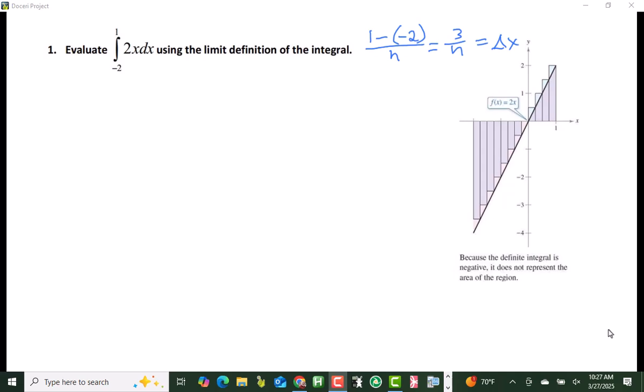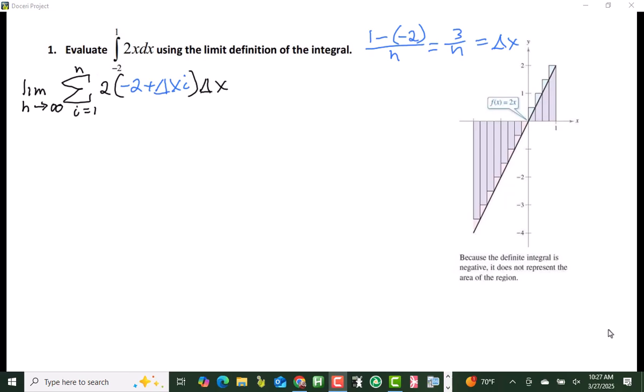Next step. Kind of plug it into this general idea. So in blue, what do I have? Every place I see an x up here in my f of x, I'm replacing it with negative 2 plus delta x times i. Why? Yeah, where did we start in this one? Negative 2. Minus 2. You're right. So I've got to say minus 2 plus all these little delta x's. Minus 2 is our left endpoint, in other words.